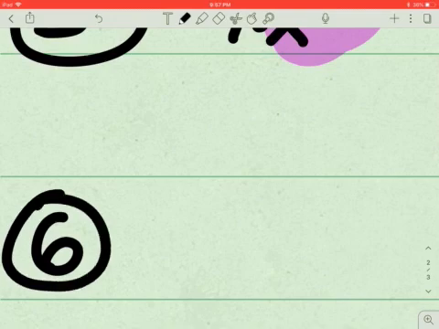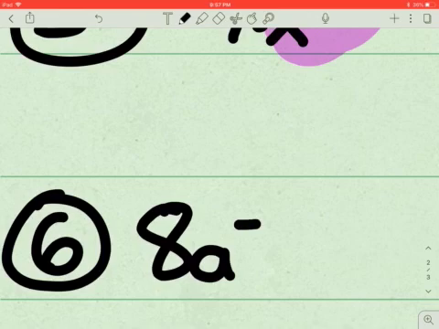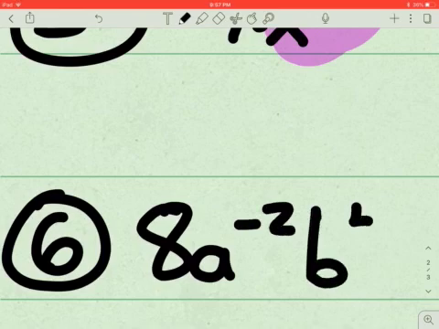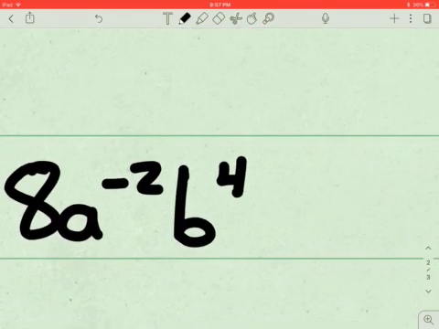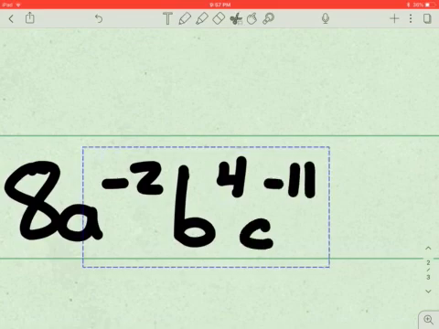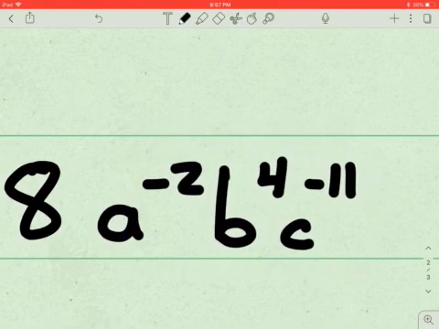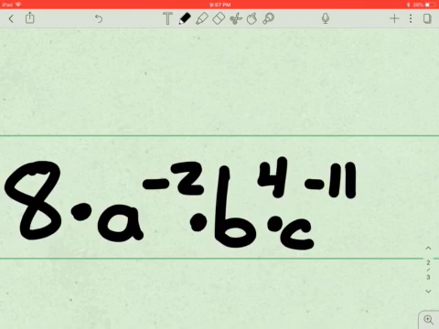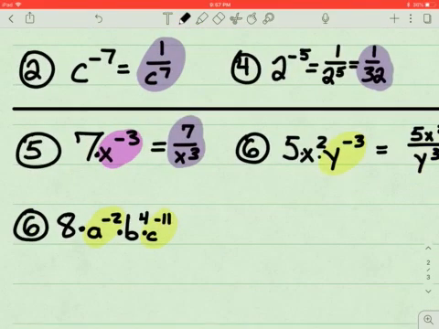So say I had like 8 a to the negative 2nd, b to the positive 4th, and c to the negative 11th. Let's move that over just a little bit. And remember, that's the same as 8 times a to the negative 2nd times b to the 4th times c to the negative 11th. So my first job is to figure out where my negative exponents lay, and they lay right here with that base and with that base. Those two things will go to my denominator, and everything else will stay in my numerator.